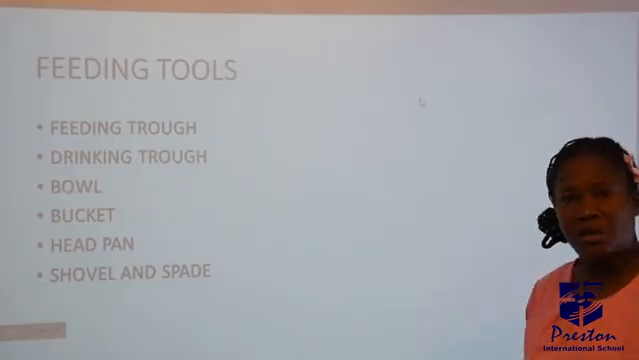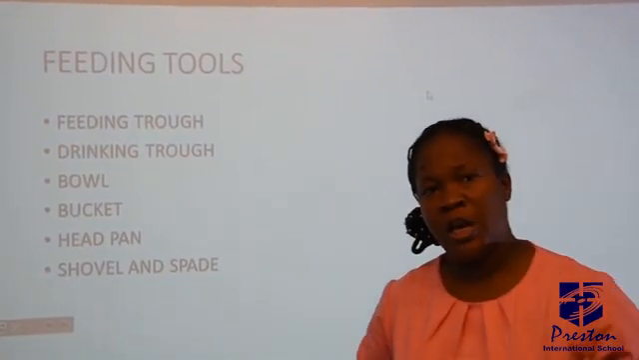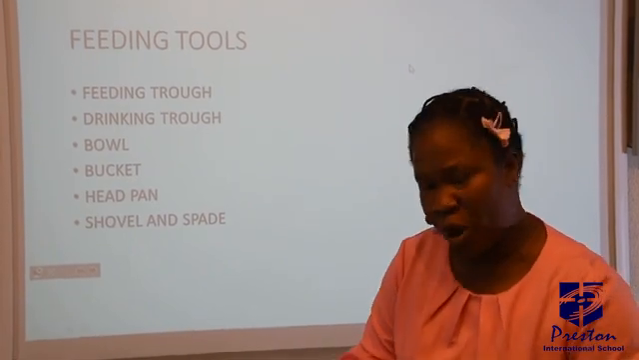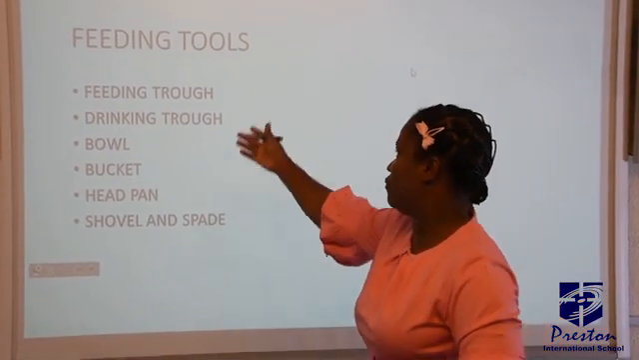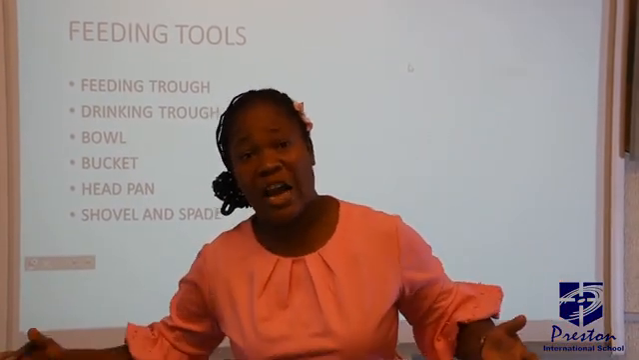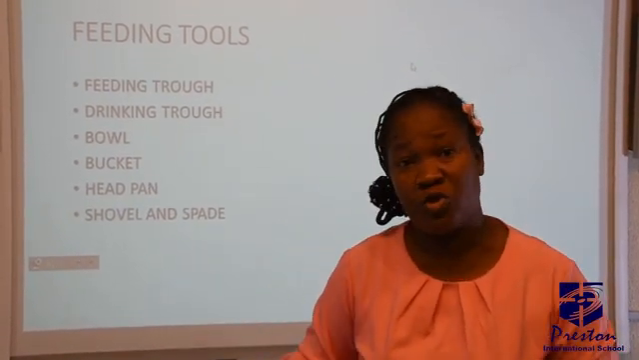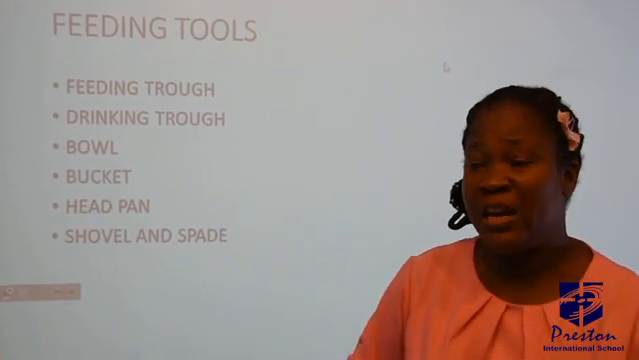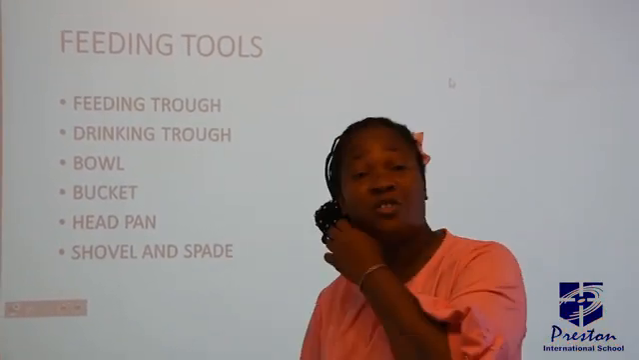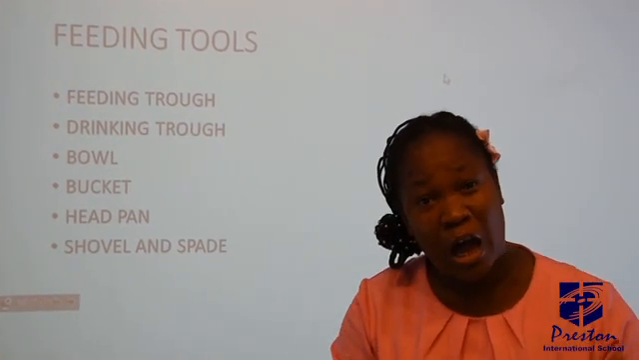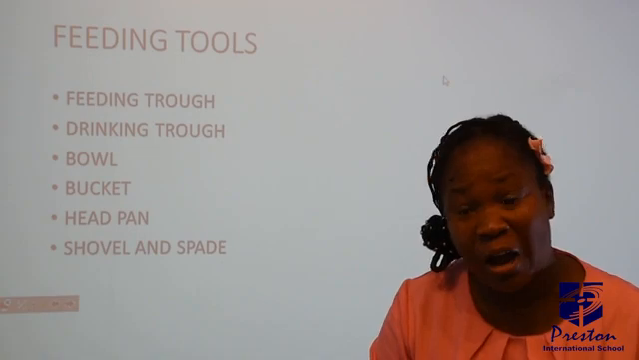Now, feeding tools. We've been talking about feed. How do you now feed those animals? What do you make use of when you want to feed them? We have the feeding trough. We have different types of feeding troughs, and that depends on the animal. For the poultry birds, you have their own feeding trough. For cattle, you have their own feeding trough. The feeding trough and the drinking trough also have to do with the mode of housing or the housing system you have for them.